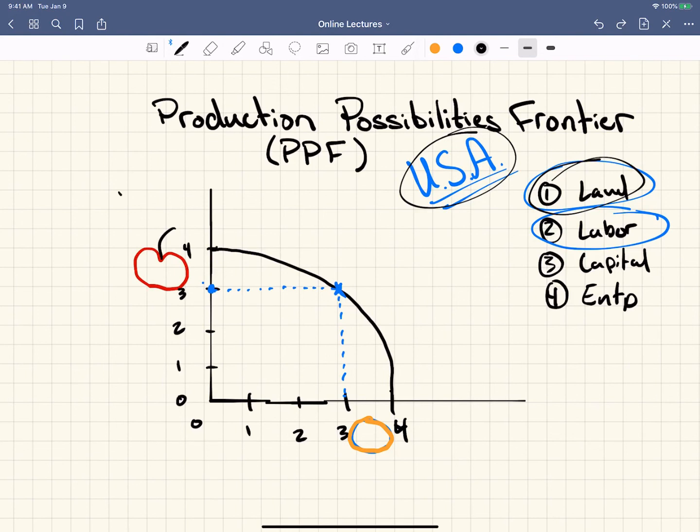I hope this makes sense. In the next video, I want to talk about the difference between production efficiency and allocative efficiency.